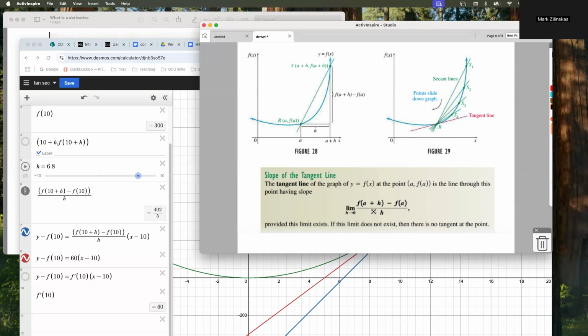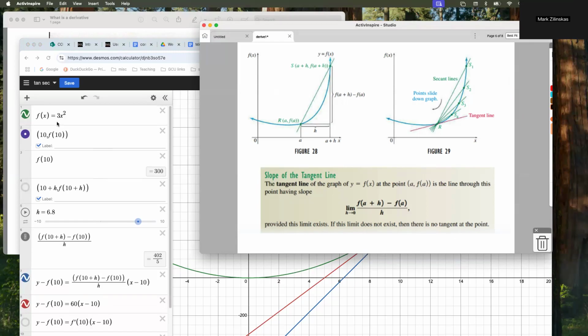So if you look at this formula right here, all I did was my point A was 10, f of 10. That was for this specific scenario over here with this specific function, f of x equals 3x squared. So this is the general formula for the slope of a tangent line at a given point, okay? So this is only going to apply given a particular point, all right?